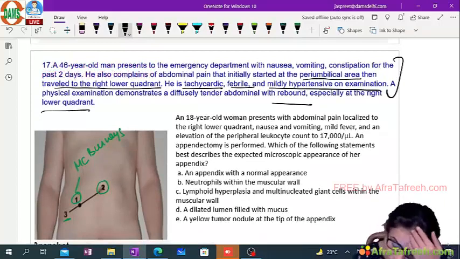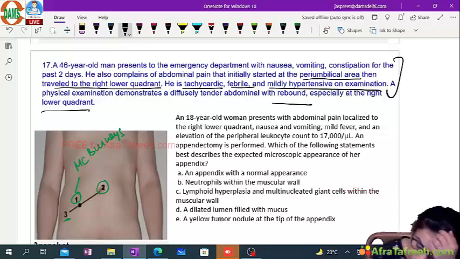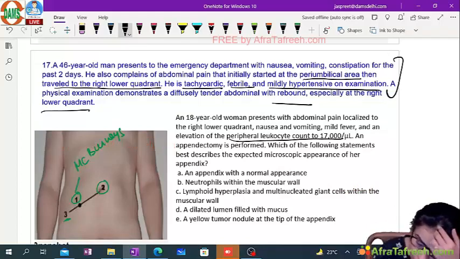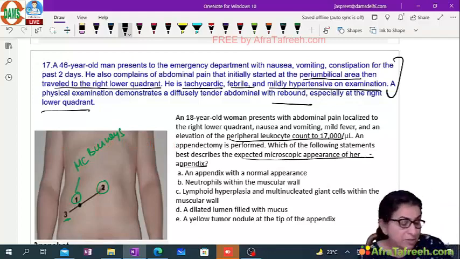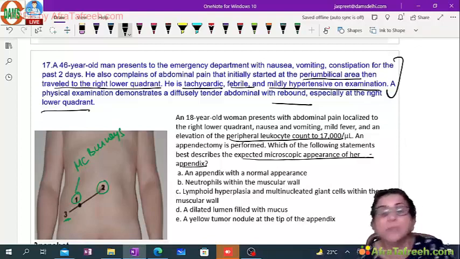Then another question: an 18-year-old woman presents with abdominal pain localized to the right lower quadrant, nausea and vomiting, mild fever, and an elevated peripheral leukocyte count of 17,000. So TLC is raised, 17,000. Appendectomy is performed. Which of the following statements best describes the expected microscopic appearance? Very important: histology, what will you see in acute appendicitis?